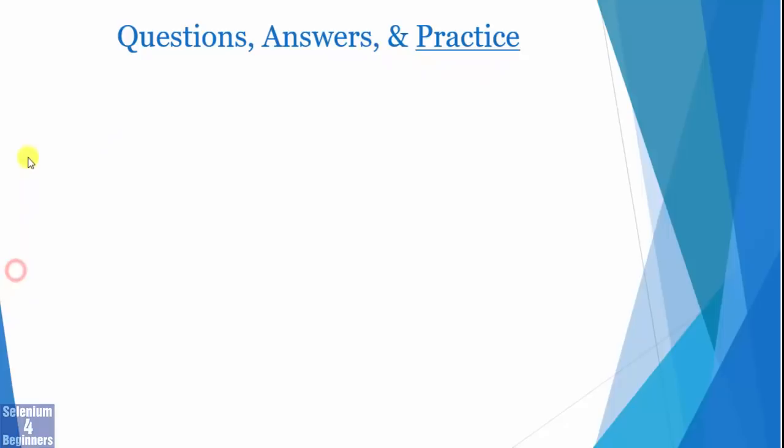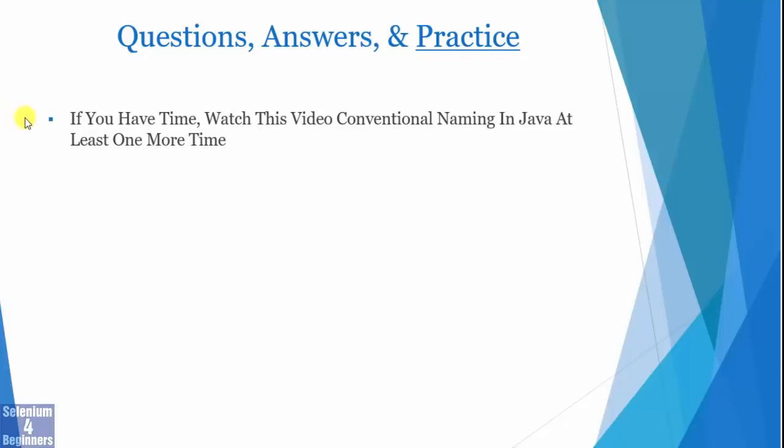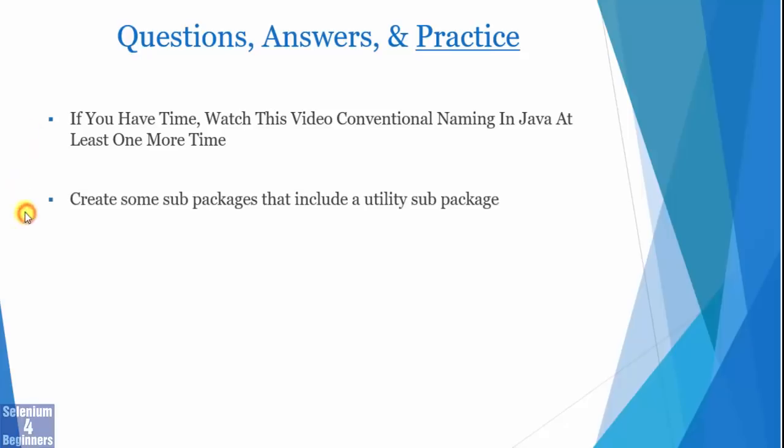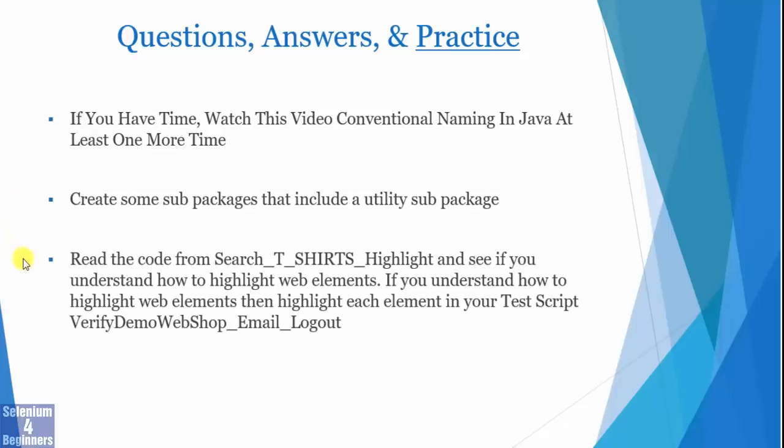Practice. If you have time, watch this video, Conventional Naming in Java, at least one more time. Create some sub packages that include a utility sub package. Read the code from Search T-shirts highlight and see if you understand how to highlight web elements. If you understand how to highlight web elements, then highlight each element in your test script: verify demo web shop, email, logout.